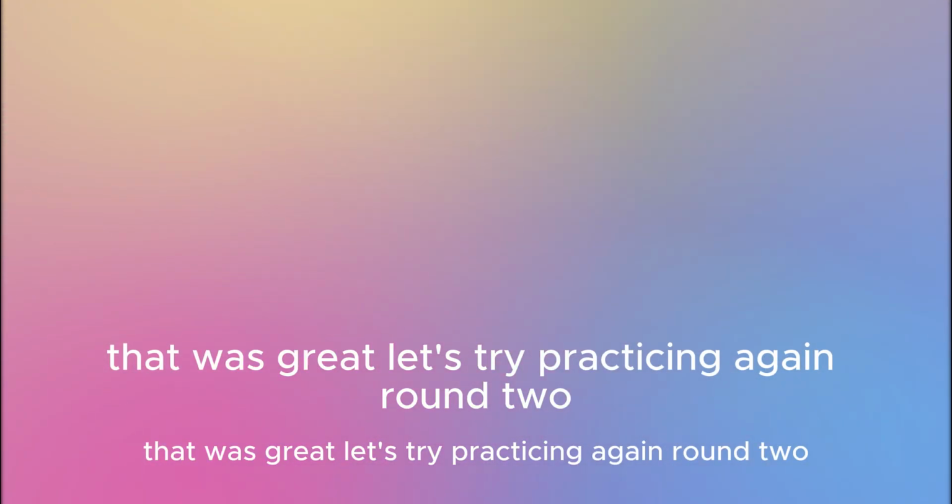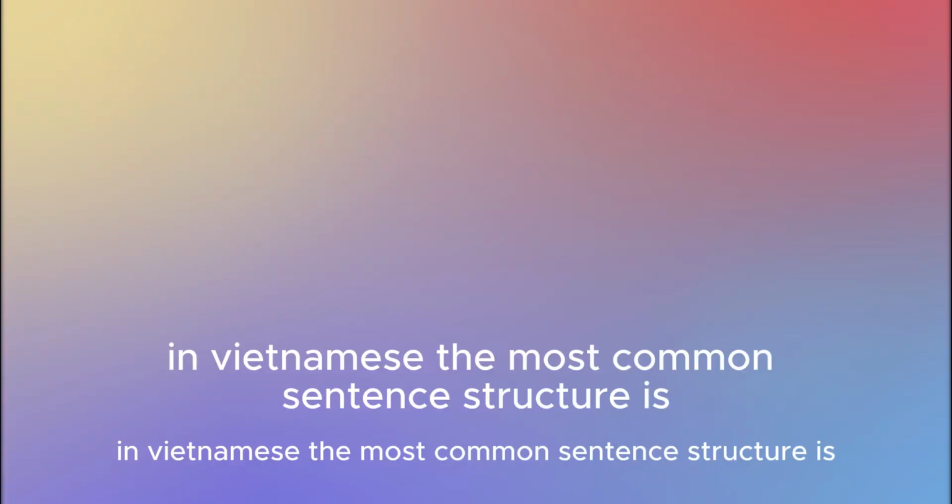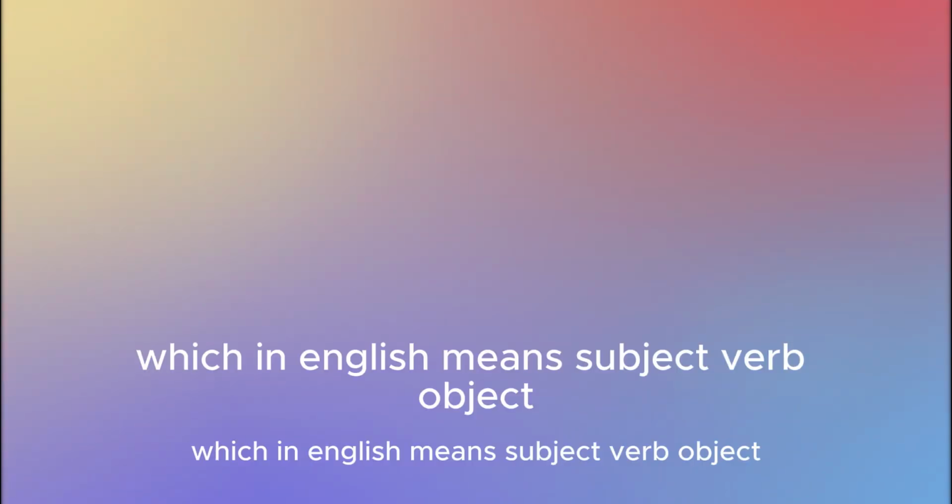Let's try practicing again. Round 2. Let's begin. In Vietnamese, the most common sentence structure is chủ ngữ, động từ, tân ngữ, which in English means subject, verb, object. This is very similar to English.